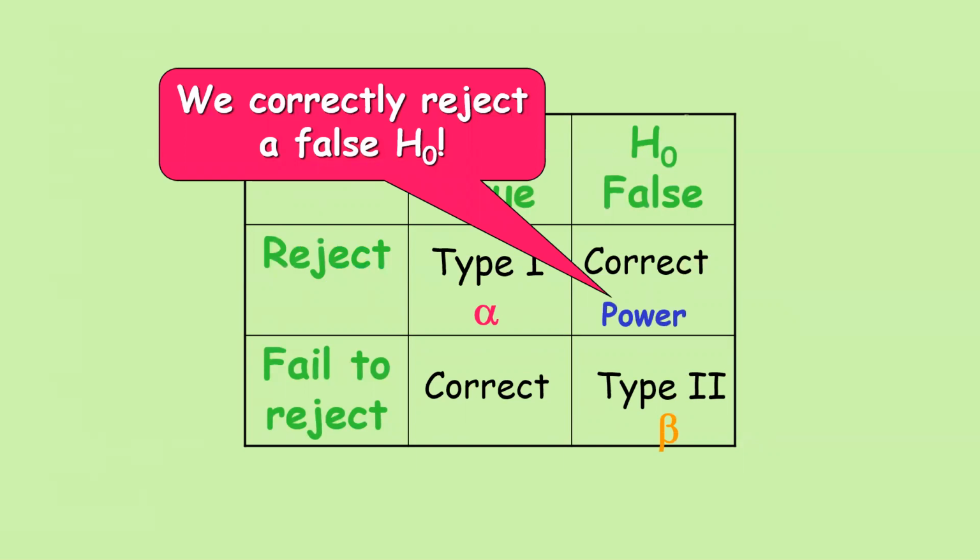So power of the test is when we correctly reject a false null. Again, the whole point of conducting your hypothesis test is we assume something else is true. So we're hoping that we're going to be able to reject and make our claim true. So that is where we find power. Null is false and we reject.